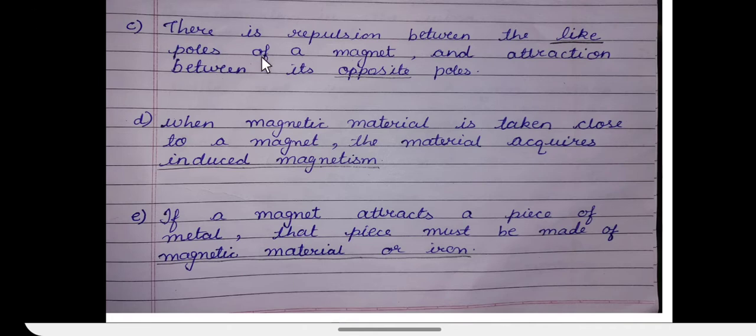C. There is repulsion between the like poles of a magnet and attraction between its opposite poles. D. When magnetic material is taken close to a magnet, the material acquires induced magnetism. E. If a magnet attracts a piece of metal, that piece must be made of magnetic material or iron.